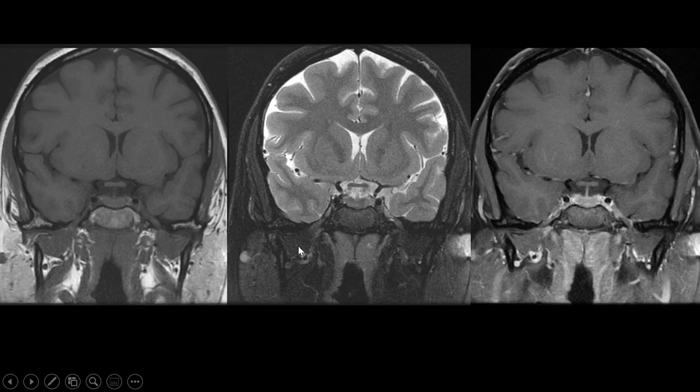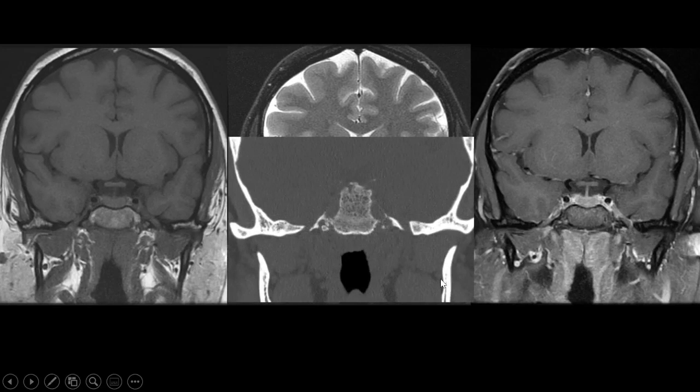In the coronal plane, V3, as it exits the skull base via foramen ovale, is also nicely imaged and normally has a surrounding enhancing venous plexus that we see here. This is a reminder that foramen ovale appears as a short segment discontinuity in the floor of the middle cranial fossa.